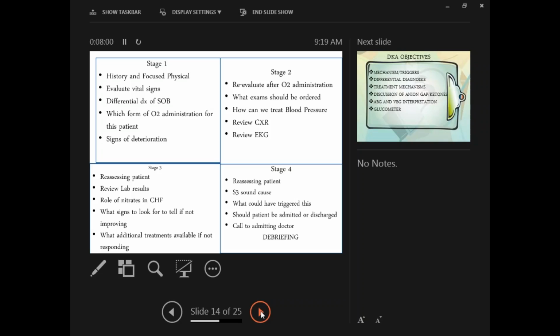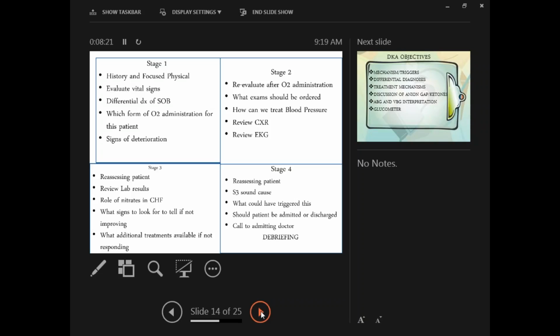Stage 3 would again be reevaluating the patient after whatever blood pressure medicine they gave. We should review the lab results with the patient. What is the role of nitrates? So should this patient get nitrates? Even though they might have diuresed some with the Lasix, his blood pressure is still high. So what if they did want nitrates or a vasodilator?